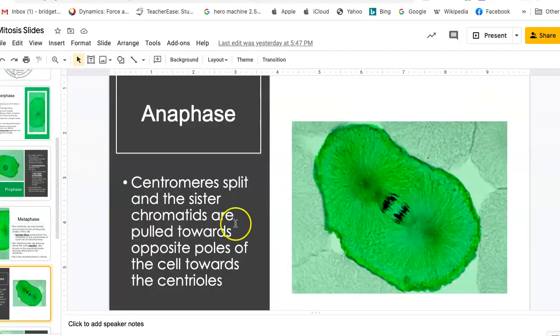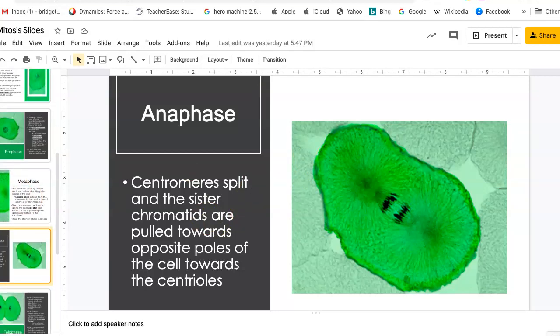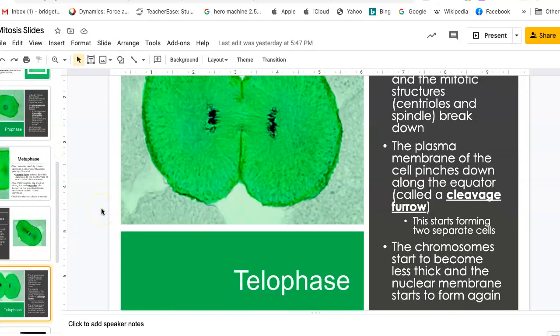And then anaphase, right? The centromeres split. Look at this. It's starting to pull away from each side. And so they're going to move this way and they're going to move that way. And we call those the opposite poles of the cell, right? Towards those centrioles, towards those reproductive pieces that help. And then that was anaphase.